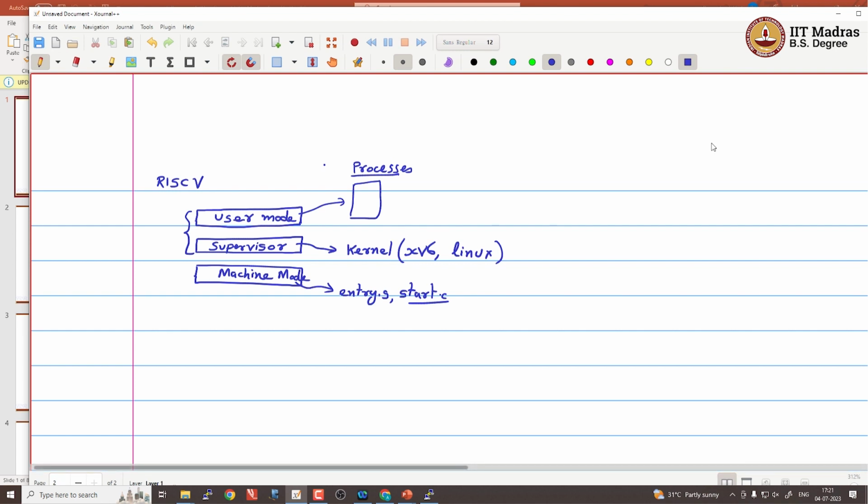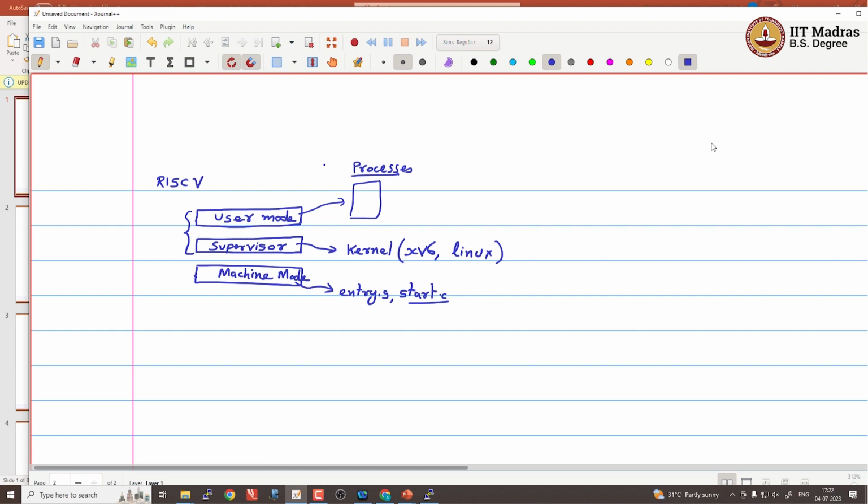Most processors like RISC-V have multiple operating modes. RISC-V, for instance, has three operating modes: the machine mode, supervisor mode, and user mode. The kernel runs in the supervisor mode, like most kernels such as Linux and xv6. On the other hand, most processes run in the user mode. So when I run a program, most of the functionality of that program runs in the user mode.